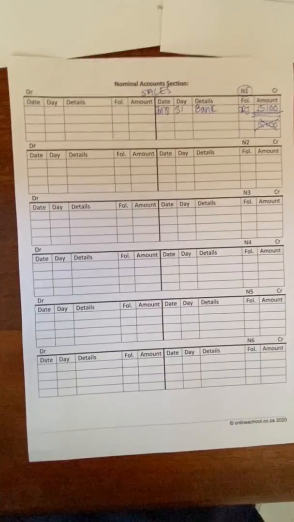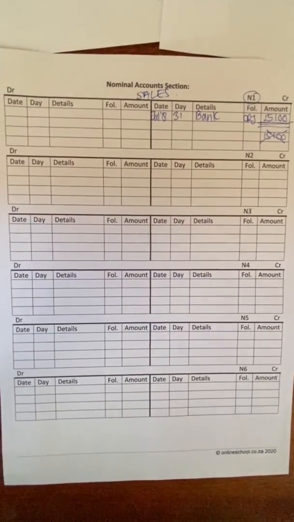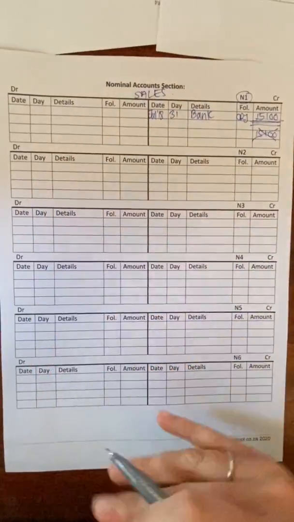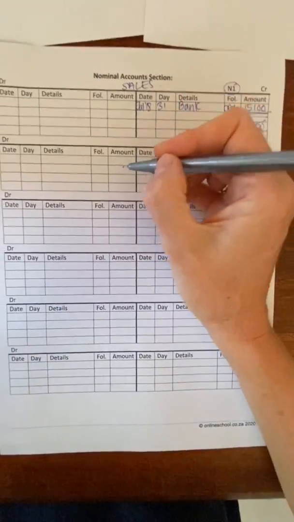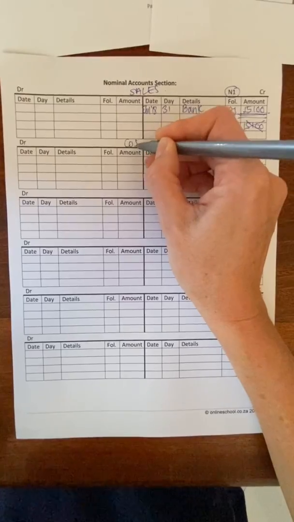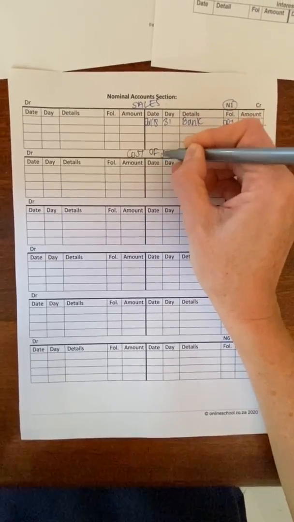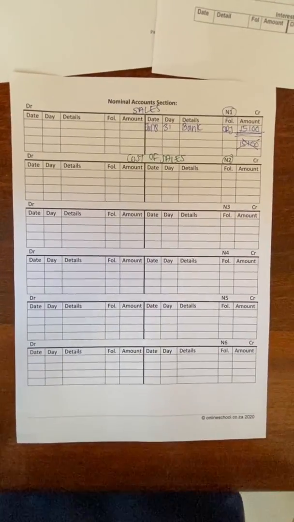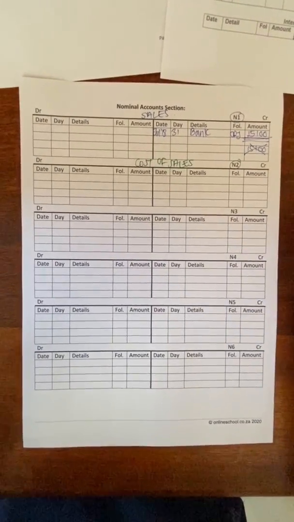So I will come across to my general ledger. You would have written interest income here as your next account, so it might look a bit different to me, but for now I'm going to just write here cost of sales. Note the folio reference for this account. It is in the nominal account section, so it's N2.